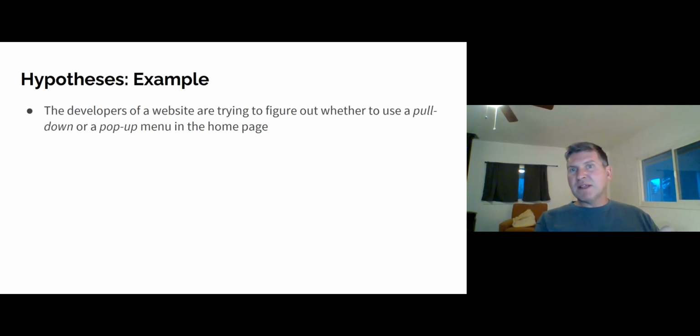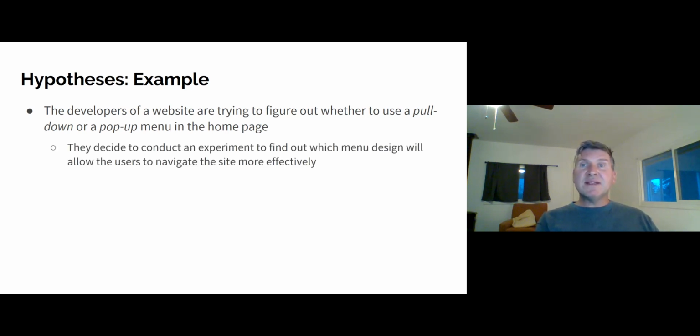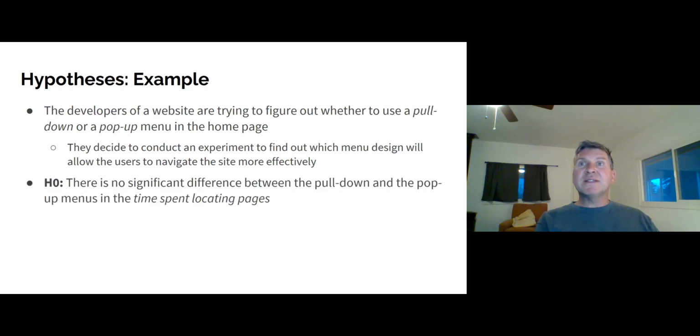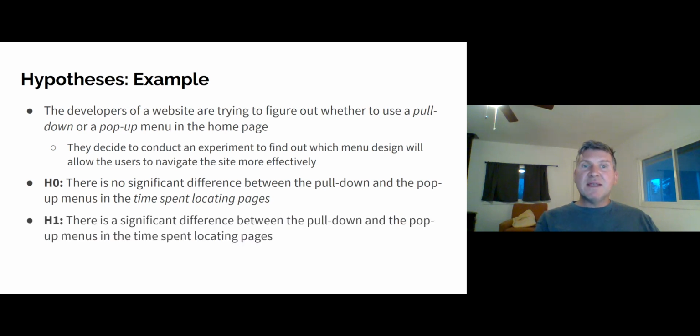The developers of a website are trying to figure out whether to use a pull-down or a pop-up menu in the home page. So they decide to conduct an experiment to find out which menu design allows the users to navigate more effectively. So the null hypothesis here, notice the H sub 0, will be that there's no significant difference between the pull-down and the pop-up menus in the time spent locating pages.